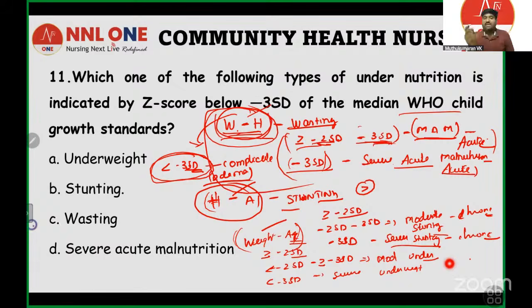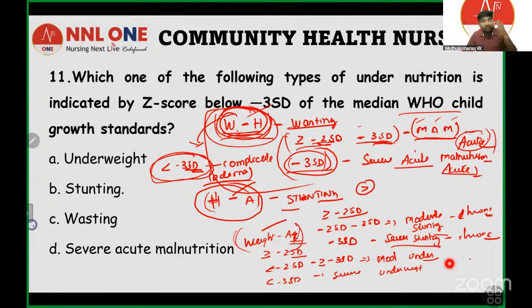If it is less than minus 2 SD and more than or equal to minus 3 SD, for example in the weight for height component, between minus 2 SD and minus 3 SD, we are naming it as moderate acute malnutrition. It comes under acute. When we are talking about less than minus 3 SD alone, it is severe acute malnutrition, and it also comes under acute.